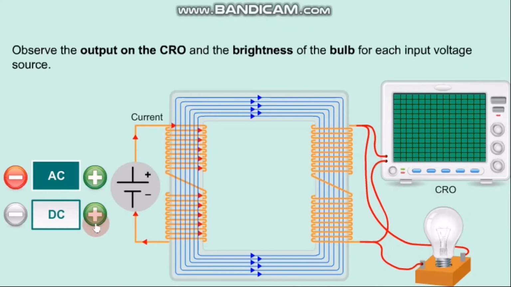So let's try to increase the magnitude of the DC voltage. You can see more current will flow through the primary coil, and again this is how the magnetic field line appears. But there is still no current flow at the output, and the light bulb remains switched off. Even if you increase the magnitude of the DC voltage to the highest value, there is still no current flow at the output. So why does this happen?